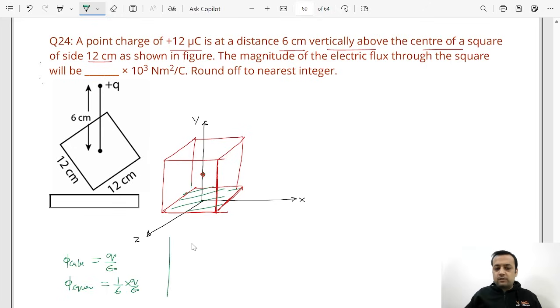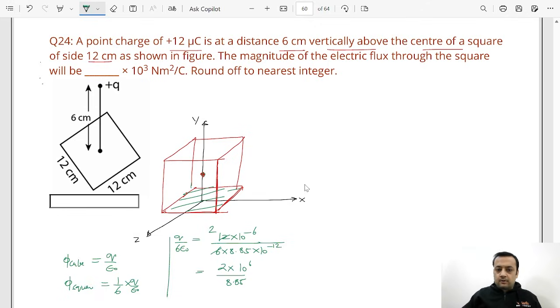So the flux will be q by 6 epsilon naught. What is the value of q by 6 epsilon naught? Q is 12 microcoulomb, and epsilon naught is nearly 8.85 into 10 to the power minus 12. If we take it in the numerator, 6 will become 2, and this will become 10 to the power 6 upon 8.85.